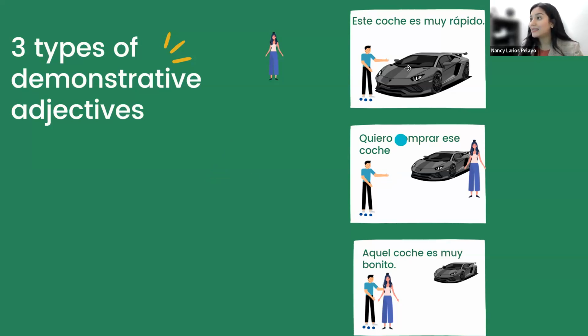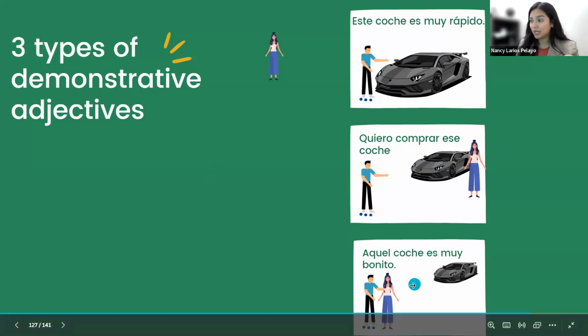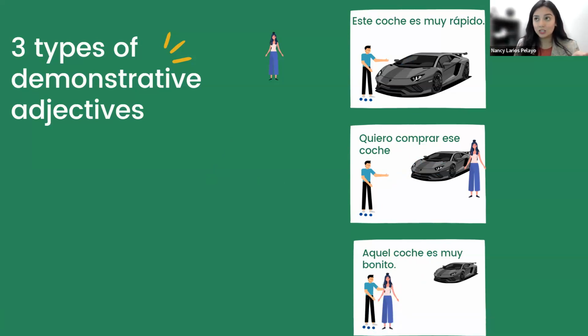Okay. So este libro, this book, ese coche, that car. Y aquel coche is also that car, right? But it is far away from both you and the listener, the speaker and the listener. Están lejos. It's so far. Another example would be, mira aquella nube. Look at that cloud. Mira aquella nube. Right? That's a perfect example because it's far from both the speaker and the listener, right?